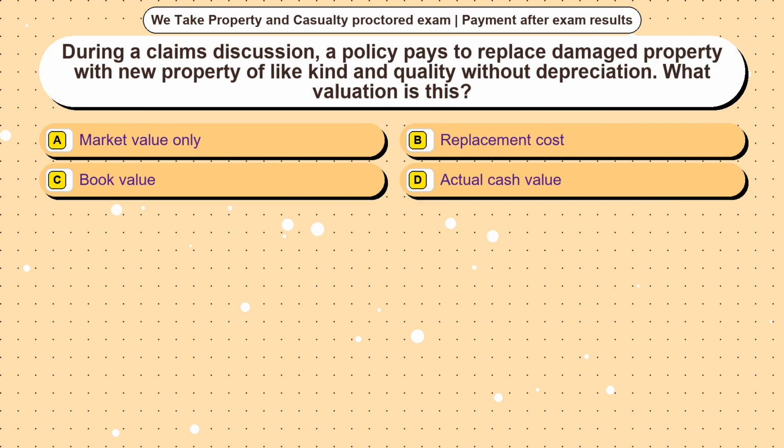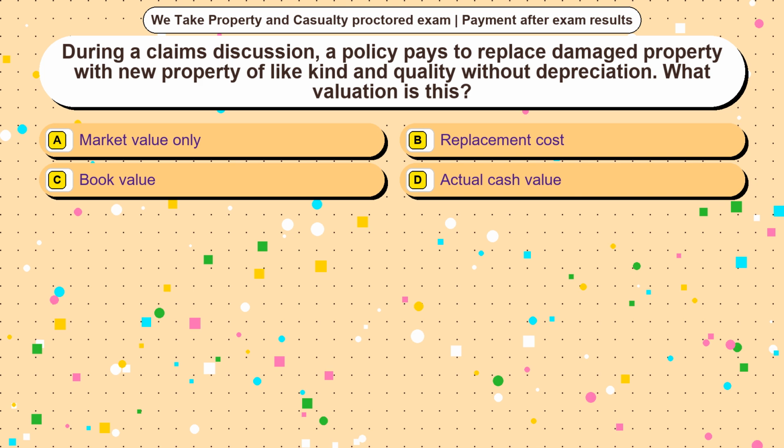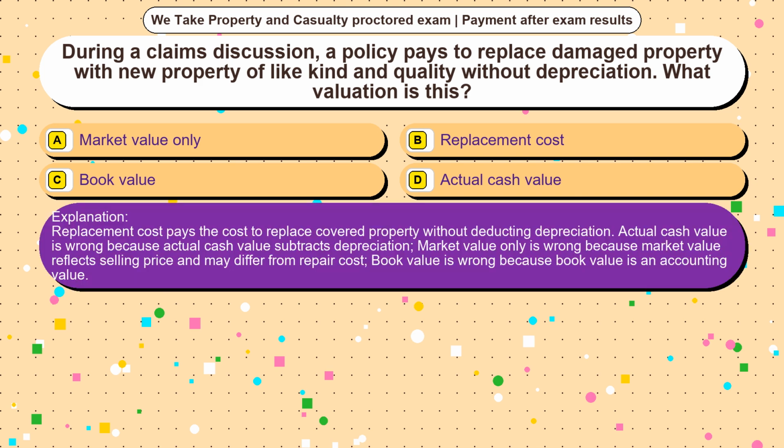Question 17. During a claims discussion, a policy pays to replace damaged property with new property of like kind and quality without depreciation. What valuation is this? Option A, market value only. Option B, replacement cost. Option C, book value. Option D, actual cash value. The correct answer is option. Replacement cost pays the cost to replace covered property without deducting depreciation.